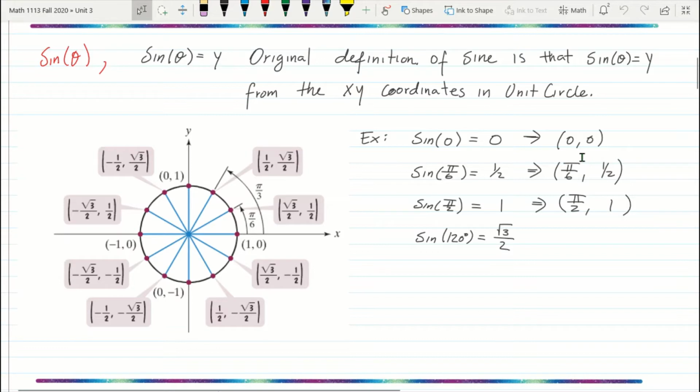Makes sense. Then we have another example like pi over 6, which is 1/2. So this is the ordered pair we'll use. Pi over 2 equals 1. This is the ordered pair that we're going to use for graphing. Even though we can figure out that sine of 120 degrees is square root of 3 over 2, we're not going to use degrees to plot. Okay, we're going to use radians for the most part.